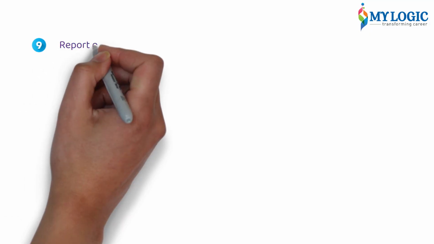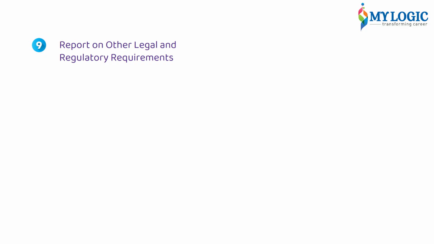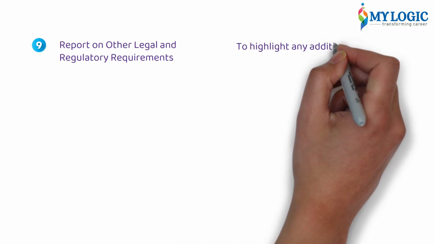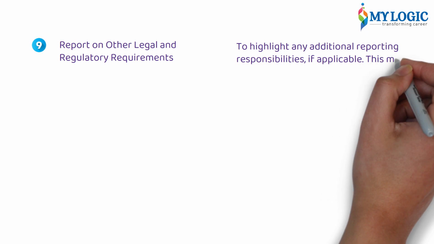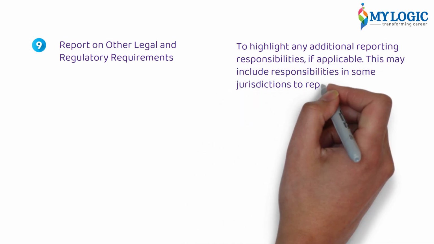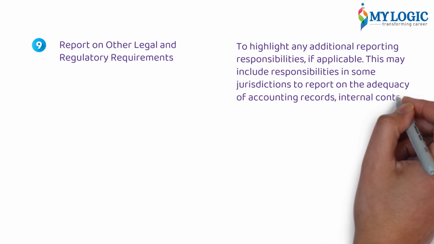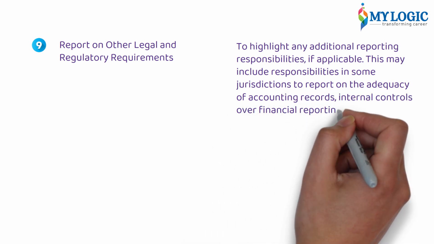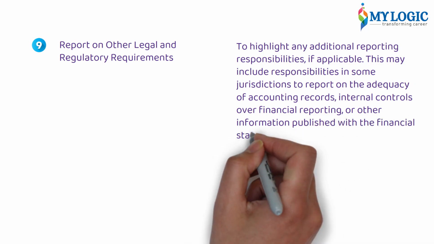Section 9. Report on other legal and regulatory requirements. Purpose. To highlight any additional reporting responsibilities, if applicable. This may include responsibilities in some jurisdictions to report on the adequacy of accounting records, internal controls over financial reporting, or other information published with the financial statements.